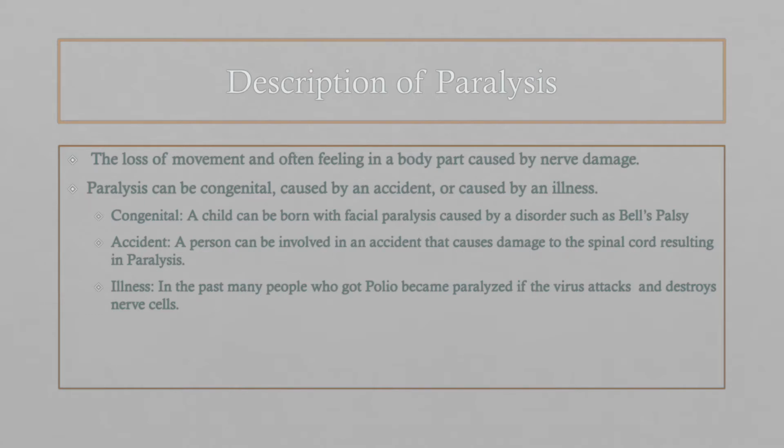An example of paralysis being congenital is a child born with facial paralysis, caused by a disorder such as Bell's palsy. An example of paralysis caused by an accident is a person may be involved in a motor vehicle accident that causes damage to the spinal cord, resulting in paralysis. Finally, an example of paralysis caused by an illness is a person that became infected with polio and the virus attacks and destroys nerve cells, resulting in paralysis.